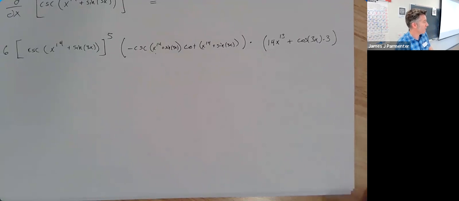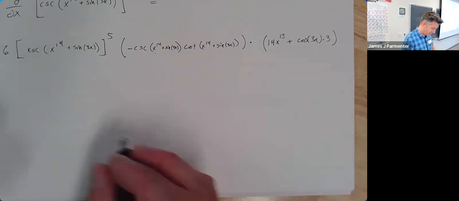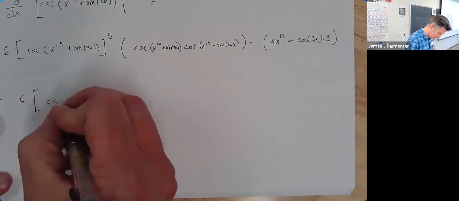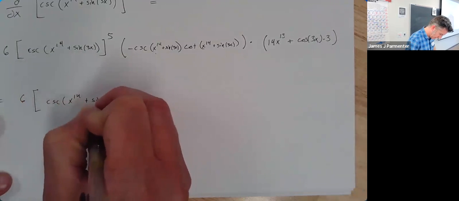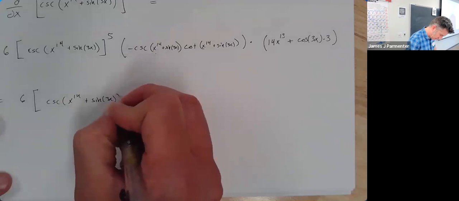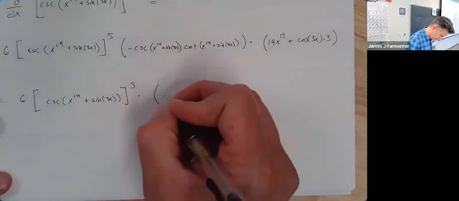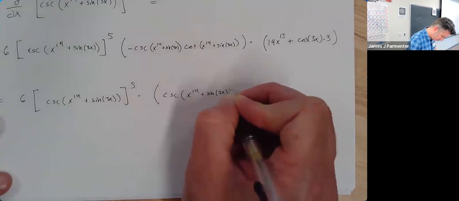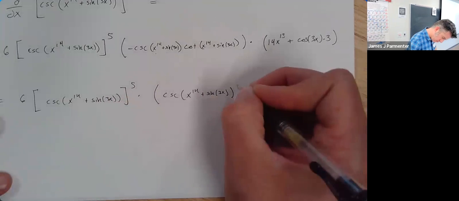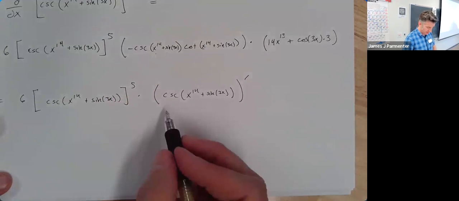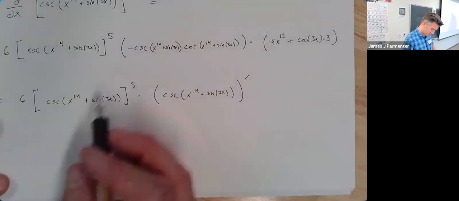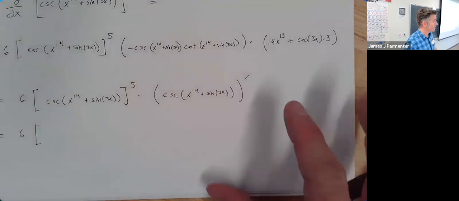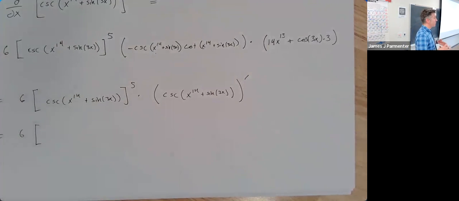We could have done this in a lot more steps if we had wanted to. We could have said first it's going to be 6 times cosecant of x to the 14th plus sine of 3x, all raised to the 5th power, times the derivative of cosecant of x to the 14th plus sine of 3x. And then we could have taken the derivative of cosecant and gotten, it's a lot of writing. So this is why I don't usually like doing it this way, because it's a lot more writing, but it's also perfectly fine to do it.